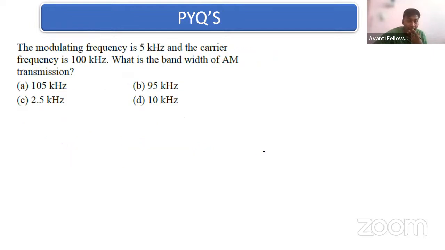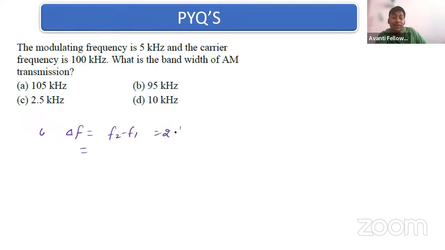Okay, now see this question. The modulation frequency is 5 kilohertz and the carrier wave frequency is 100 kilohertz. Then what will be the bandwidth of AM transmission? What will be the bandwidth there? Tell me, how can we find the bandwidth? See, here we need to use the expression for bandwidth, and the frequencies are given. Then delta f will be equal to f2 minus f1.